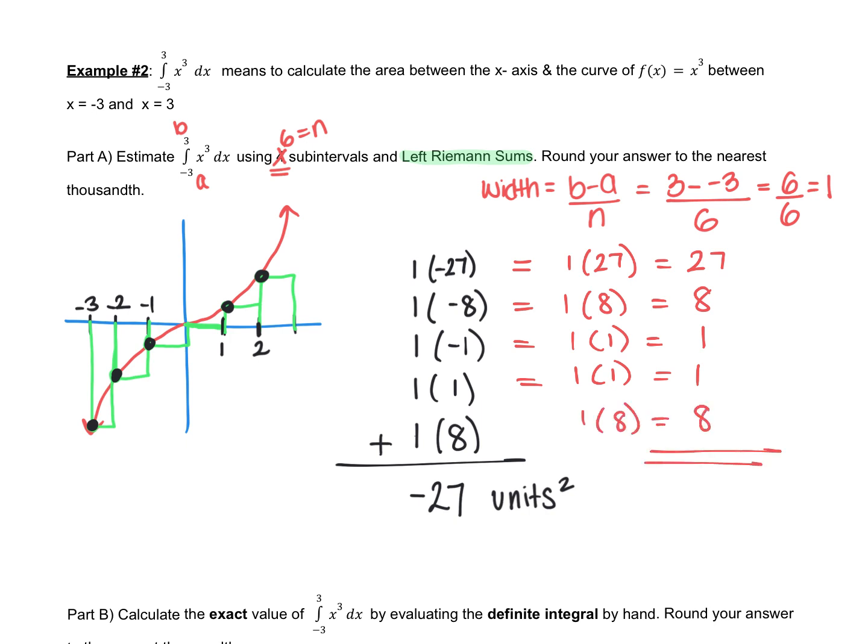So if you add this up, this is actually going to give you a different area. So add 27, 8, the 2 ones, and 8, and then see what you get. Okay, so you should be getting now 53 units squared. So that makes more sense. It's a positive value, right?